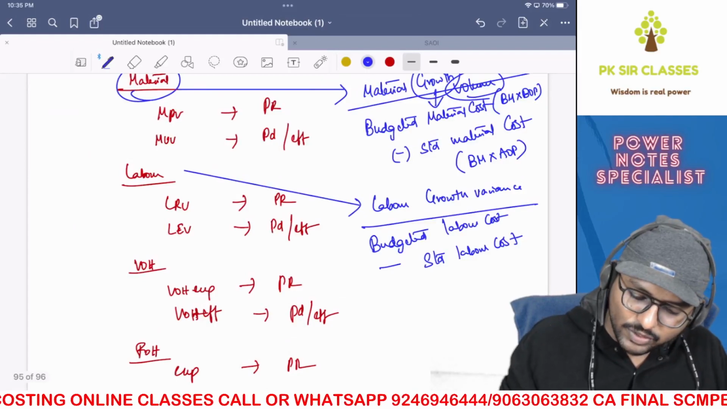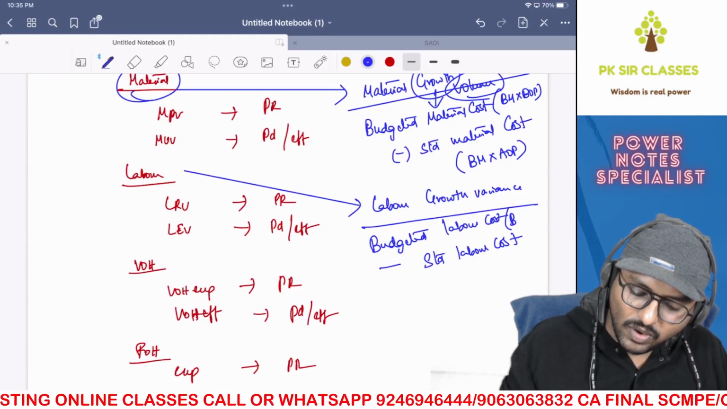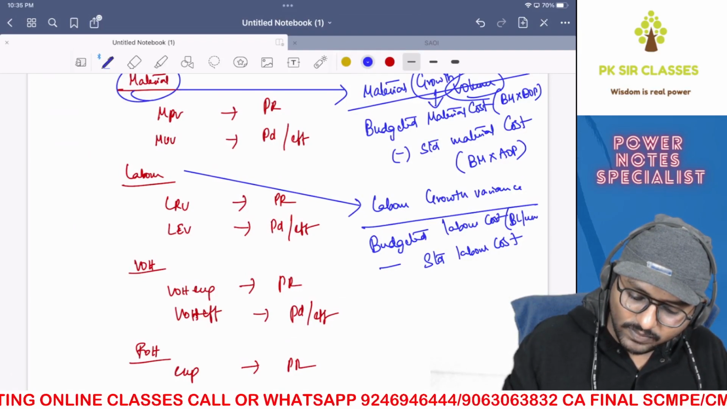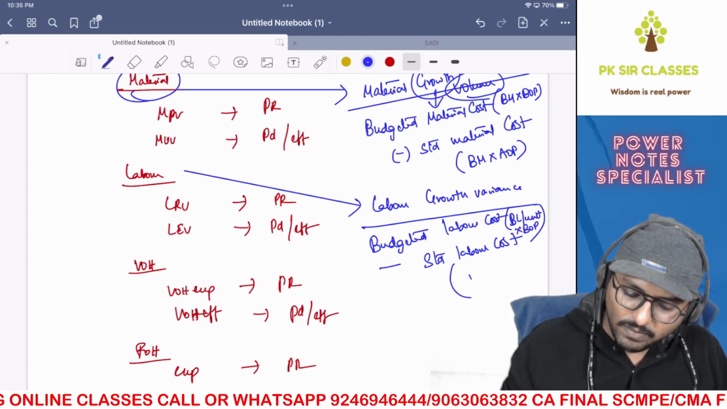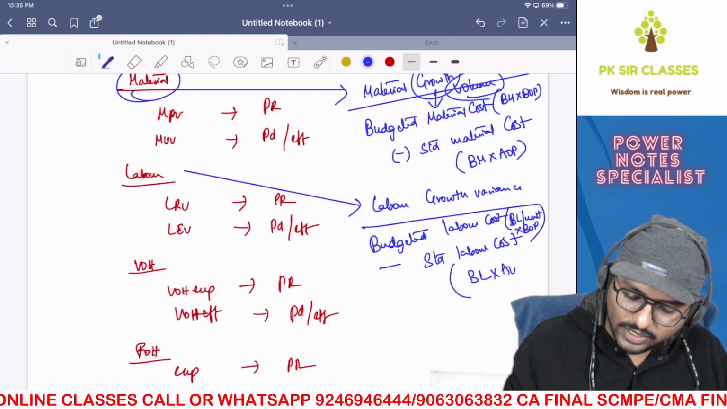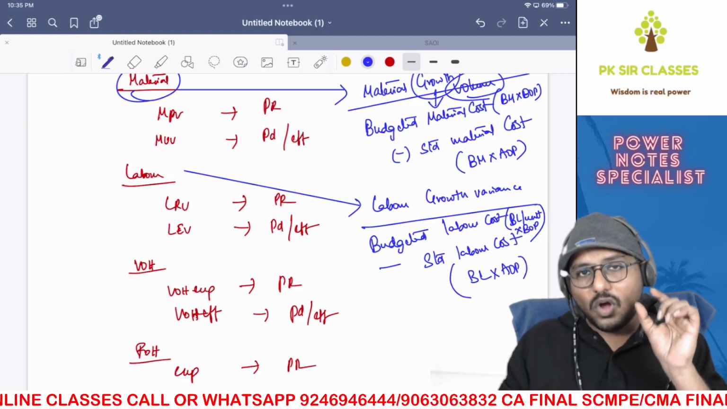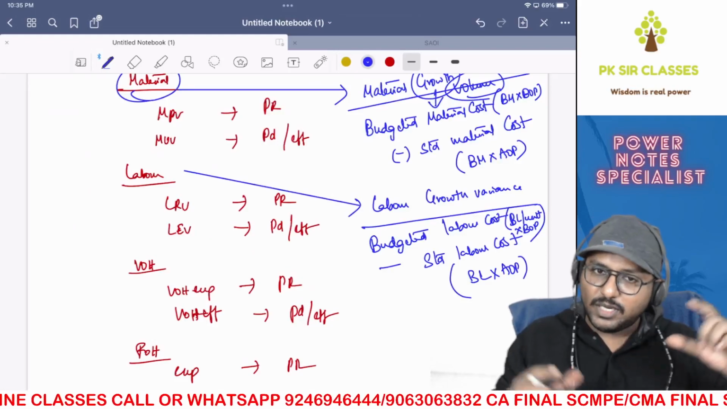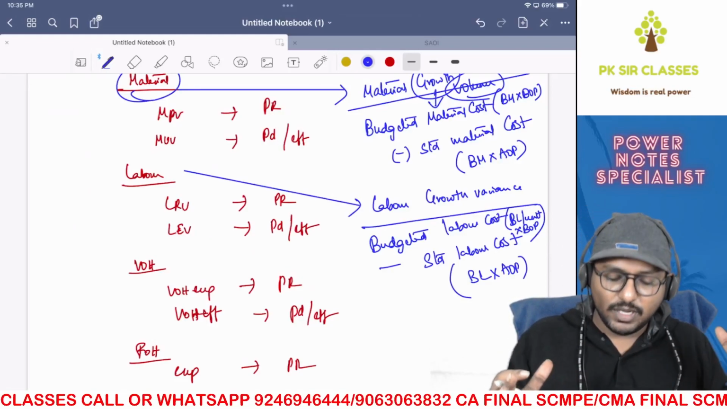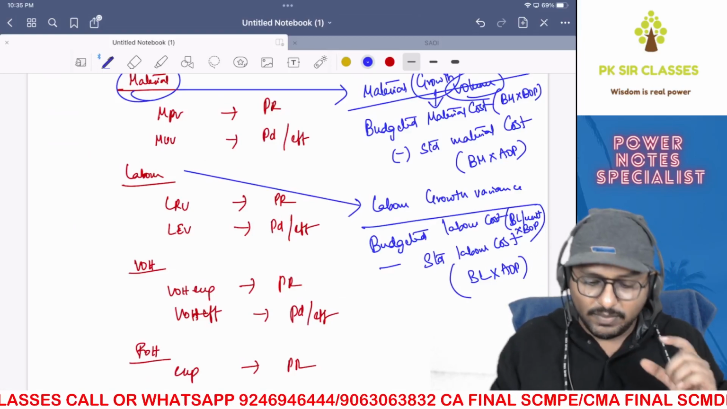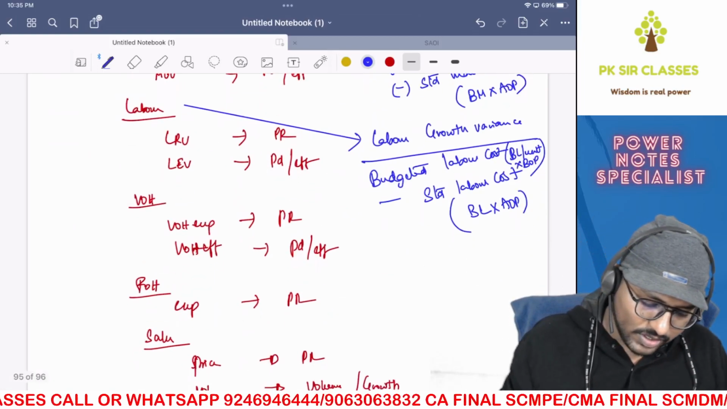Budgeted labor cost means what? Budgeted labor cost per unit into budgeted output. Standard labor cost means what? Budgeted labor cost per unit into actual output. So the labor cost per unit remains the same, which is budget in both the cases. You multiply that with budgeted output, it becomes total budgeted labor cost. You multiply with actual output, it becomes standard labor cost.